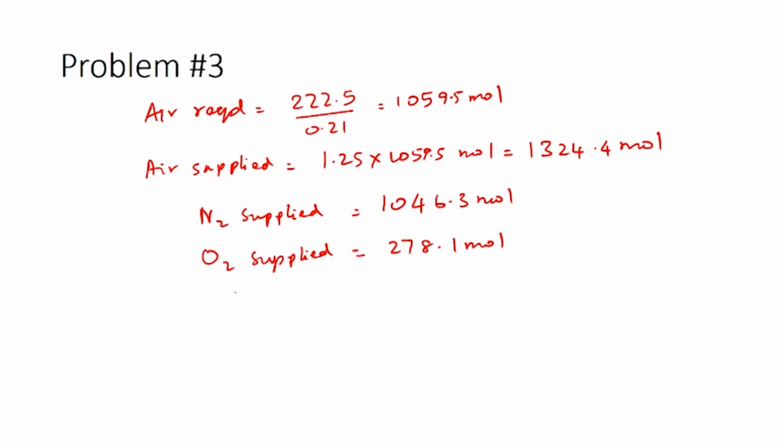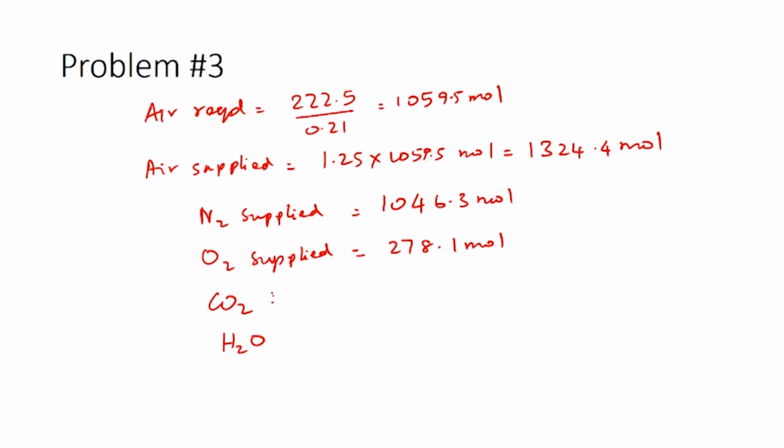The stack gas composition would not just contain oxygen and nitrogen, it would also contain carbon dioxide and water vapor. We have also been told that the reaction goes to completion, which means none of the hydrocarbons are actually present in the stack gas. So, the stack gas will only have carbon dioxide and water vapor.